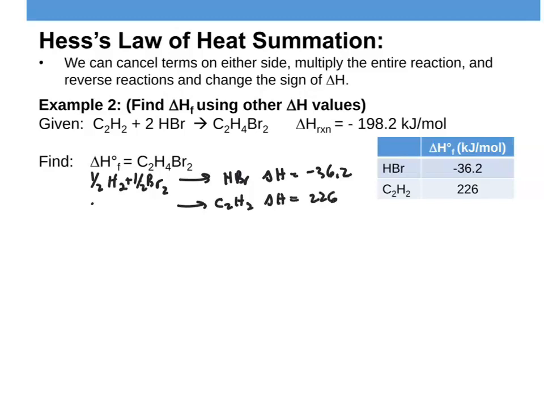How am I going to make C2H2? Well, I've got carbon, I've got hydrogen. I need 1 H2, and then I need 2 carbons in order to make that. So that's that equation. And they're asking me to find what I don't know.